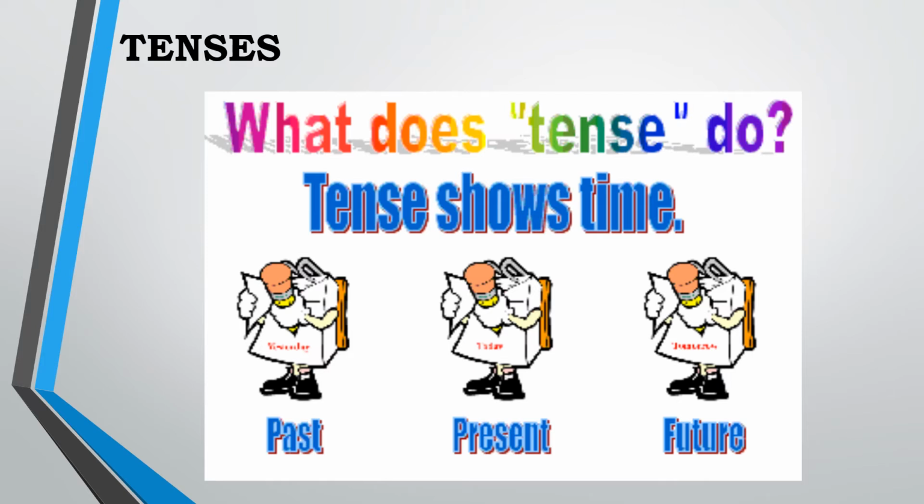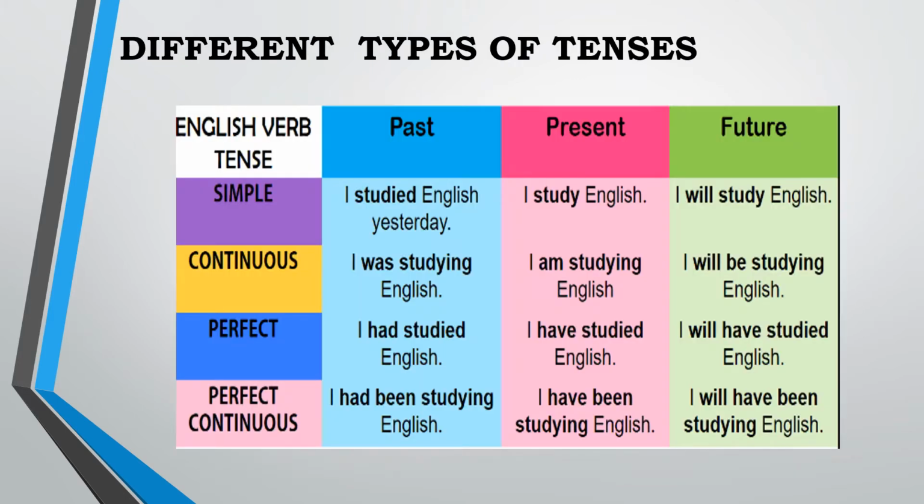What does tense do? Tense shows time. Tense shows us the time when the incident or event takes place. If it has already taken place, as we discussed, it's past tense. If the event is happening now, it is present tense. And if the event is going to happen later on, it is future tense. So tense shows time. Now, what are the different types of tenses?